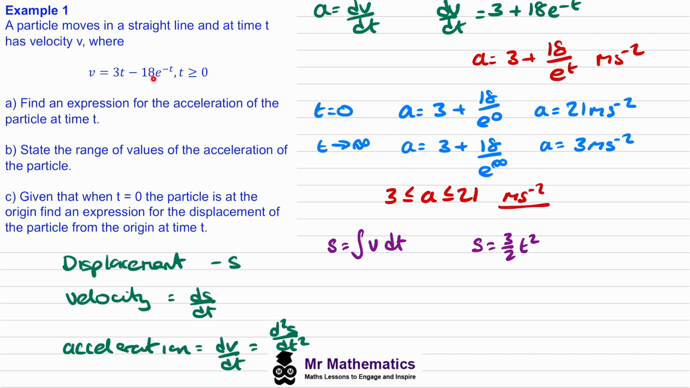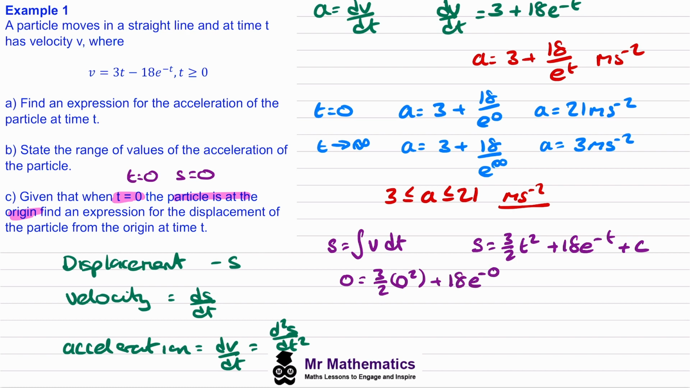When we integrate the 18e to the negative t, we'll apply the reverse chain rule. And this will give us positive 18e to the negative t. But we also need to add the constant of integration. And we're told in the question that when t equals 0, the particle is at the origin. So this means that when t equals 0, s will equal 0. And we'll substitute these boundary conditions into our equation. So 0 will be 3 over 2, lots of 0 squared, plus 18e to the negative 0 plus c.